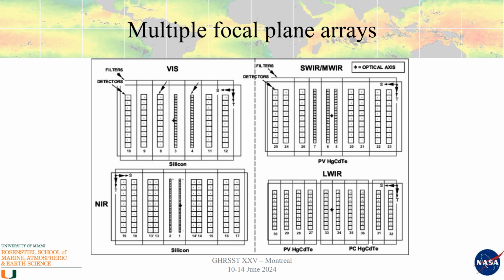So, here are 4 diagrams of the 4 focal plane arrays labeled visible and near infrared on the left, shortwave and midwave IR, and longwave IR on the right. They're not arranged as shown in the diagram, but are positioned independently within the instrument. So the alignment is very important. The small plus sign in the center of each shows the optical axis of the instrument.